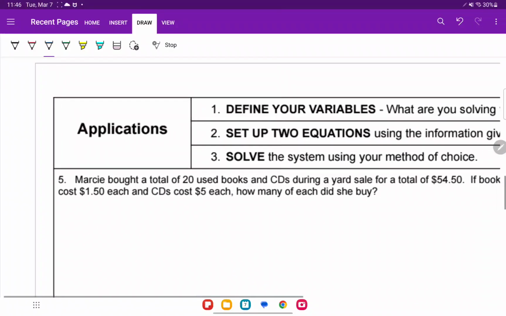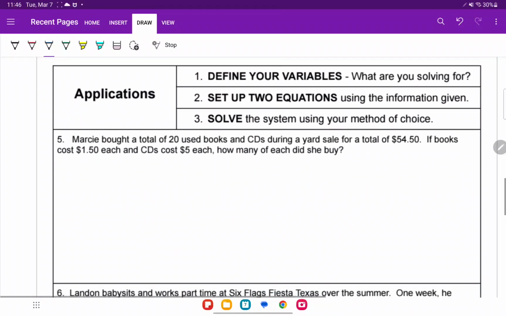Now we're going to get to these word problems here. It says, define your variables. What are you solving for? Set up 2 equations using the information given. Solve the system using your method of choice, so substitution, elimination, or graphing. And yeah, so let's go and see this.